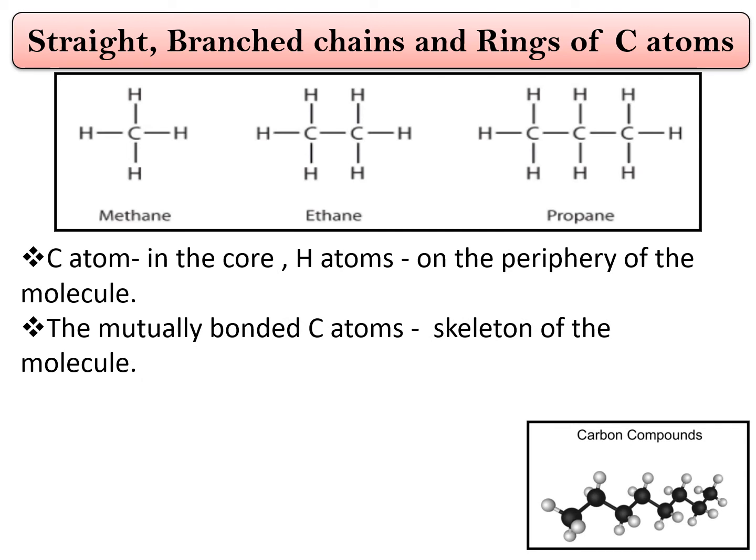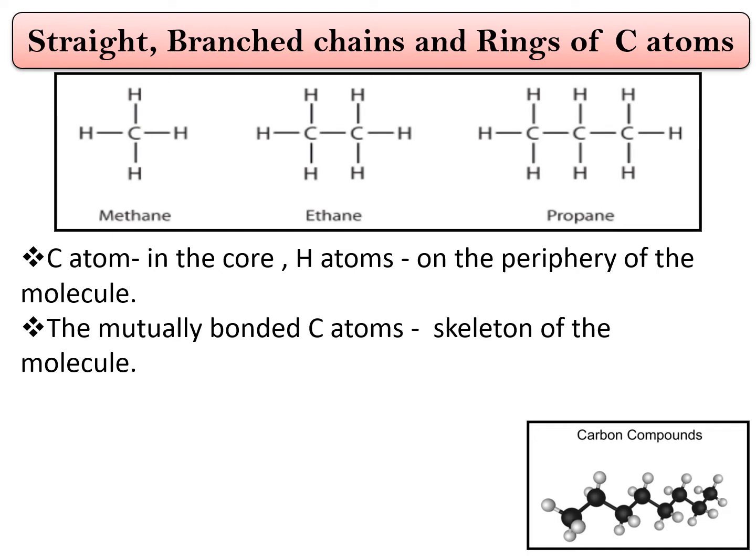Carbon atom is the core over here. Core means in the center, and hydrogen atom is in the periphery of the molecule. That means it's outside. Hydrogen atoms are present at the outside, and the carbon is present in the center, because carbon is the core element with a tetravalency. Hydrogen is coming to fulfill the valency of carbon, and that is why it is present at the outside or the periphery of the molecule.